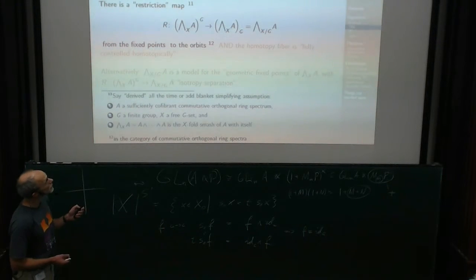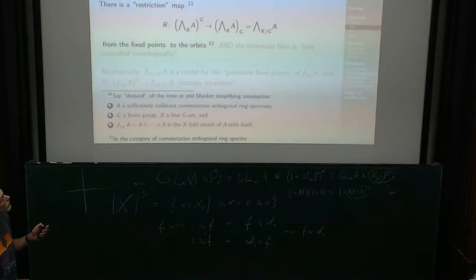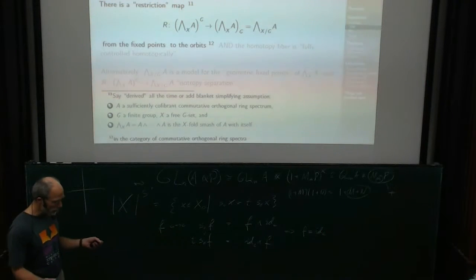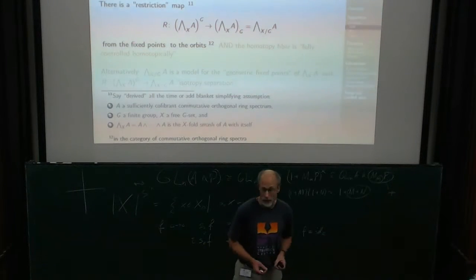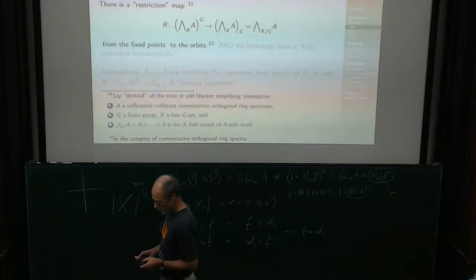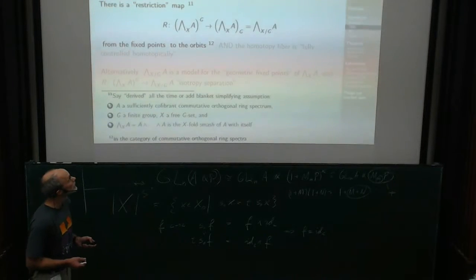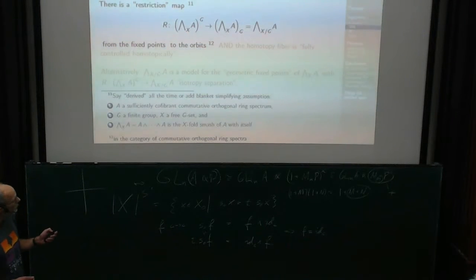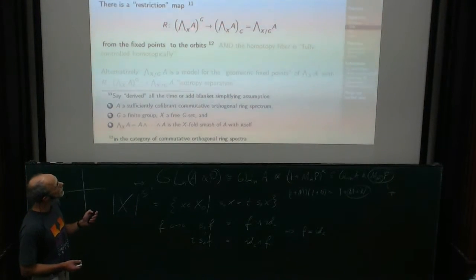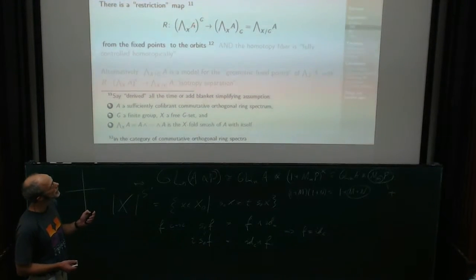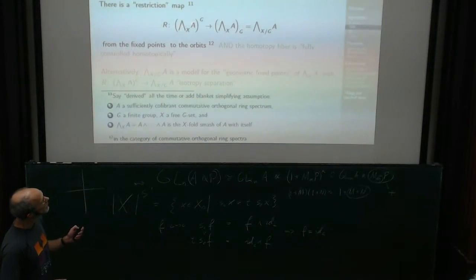So Bökstedt, Hsiang, and Madsen saw this as a restriction map: they looked at G-equivariant maps and then restricted them to maps of fixed points, but we can look at it this way here instead. So here is a fully easily understandable map, and if A weren't a ring spectrum, if A were a pointed set instead, then you would have seen this immediately.